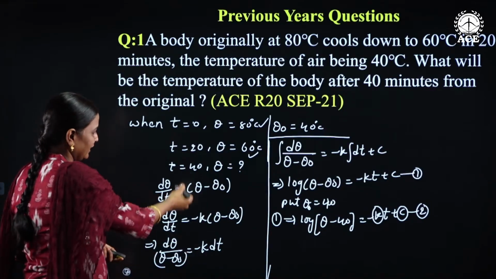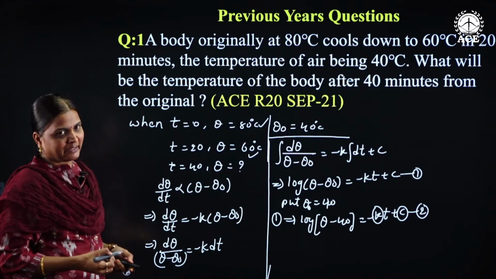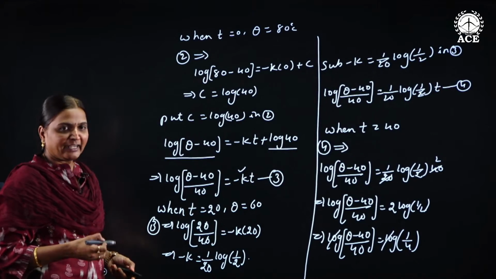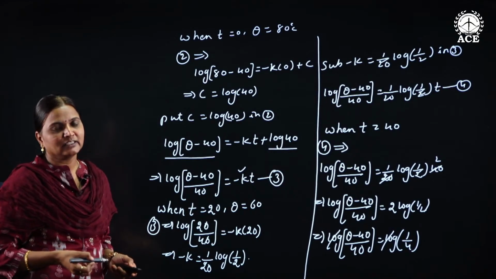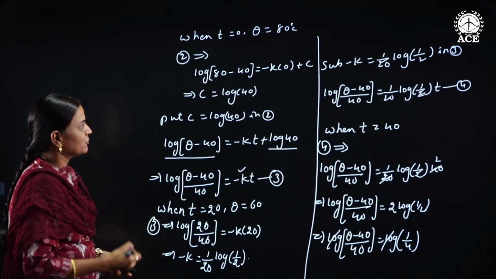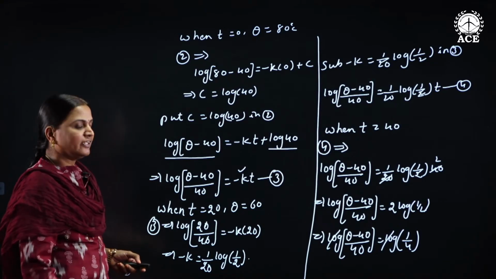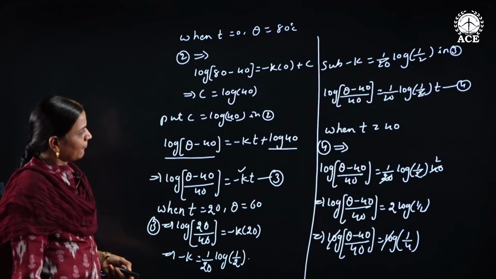First write the statement and solve it and substitute the values step by step. Find the C value and K value. At last find the required temperature of the body or required time. So this is the procedure to find the given temperature of a body.